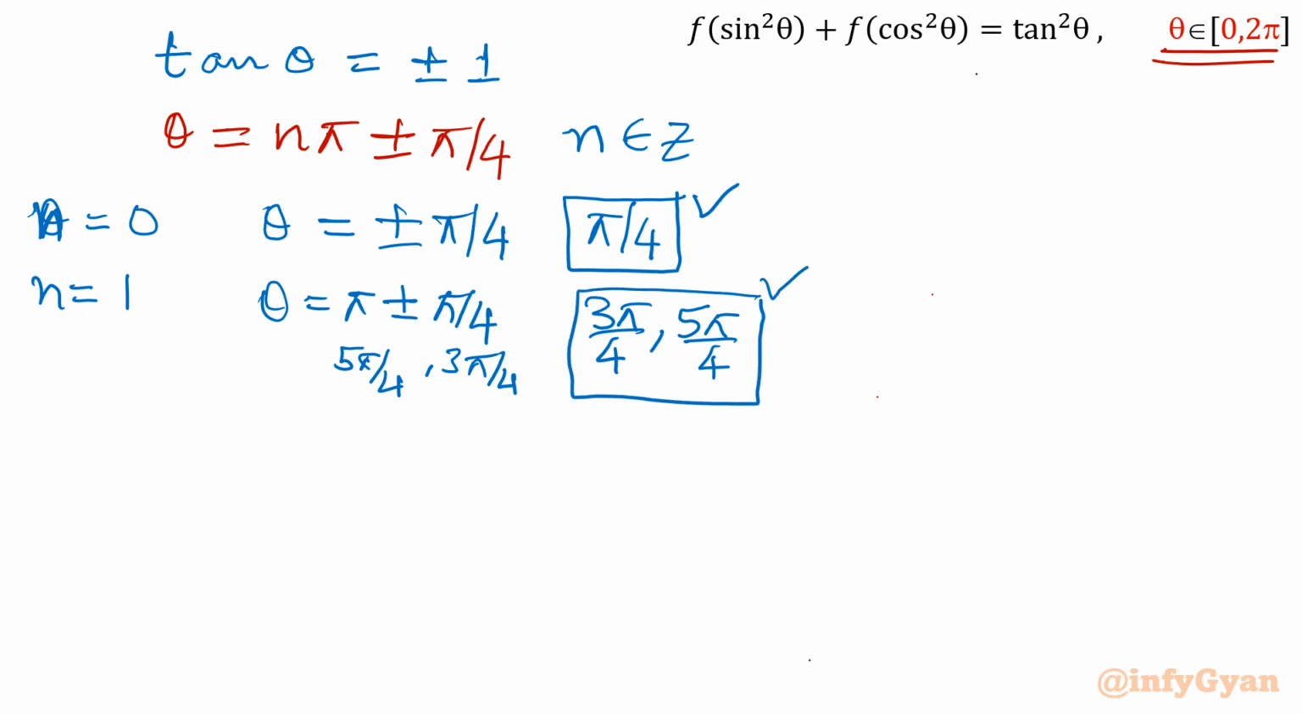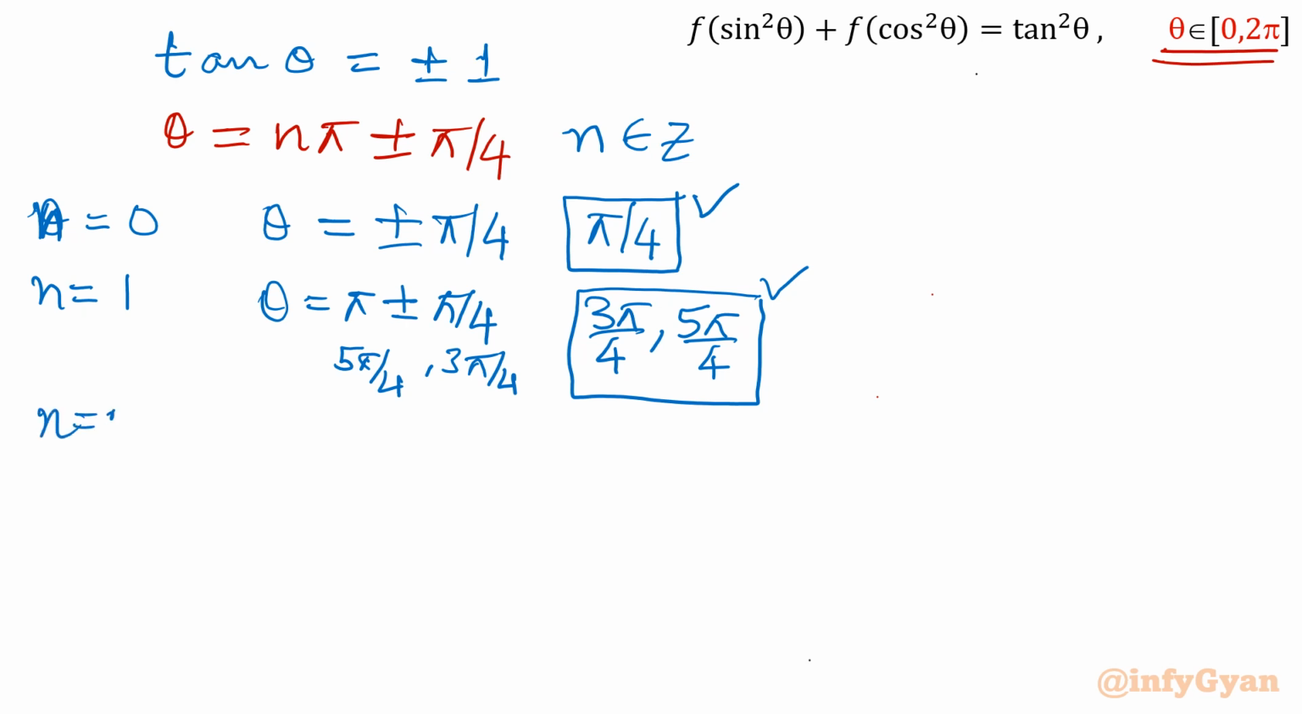You can check, 3 pi over 4 means you can find that value as 45 times 3, 135. And the second one is 45 times 5. So that value will be 225 degrees. So it is lying in the interval 0 to 2 pi, means 0 to 360.